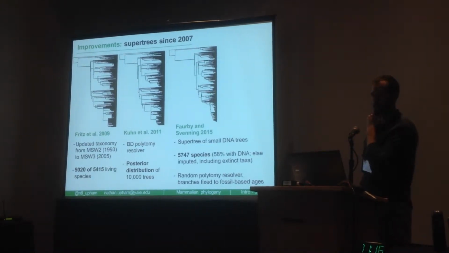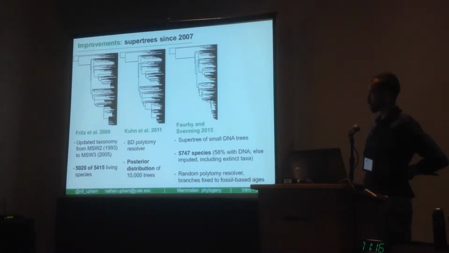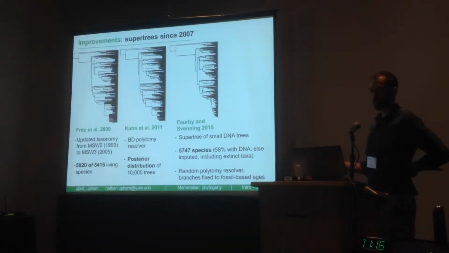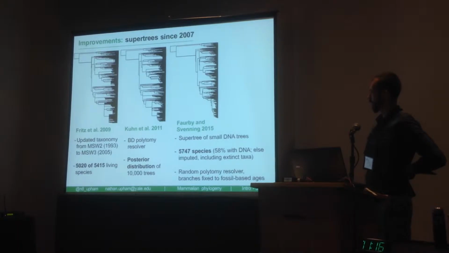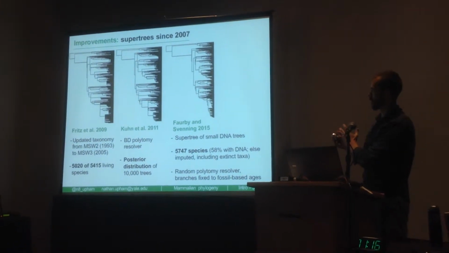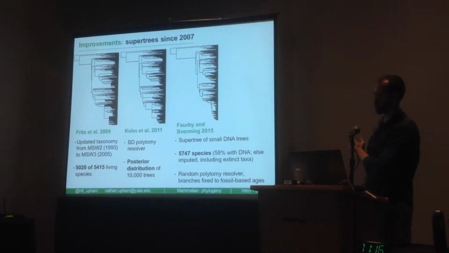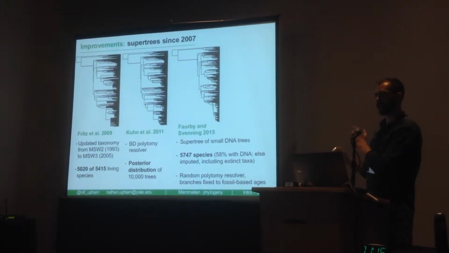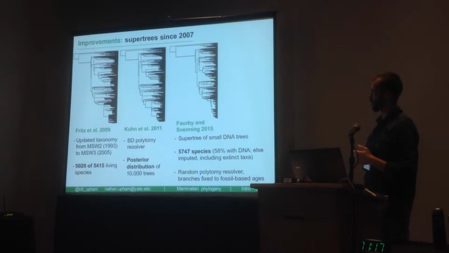Most recently, there was this Faubrian spinning super tree that is certainly an improvement. It's based on small DNA trees at the genus or family level. About 58% have DNA, but it's still doing this kind of random polytomy resolving and lots of manual rescaling of branches according to different studies.